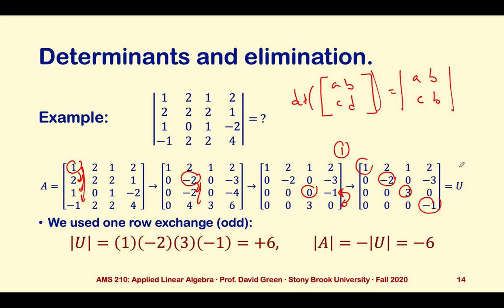We compute the determinant of U by multiplying these entries. 1 times negative 2 times 3 times negative 1 is positive 6. And then to get the determinant of A, we have to address the question of row exchanges. We applied one row exchange, so we have to change the sign to a negative 6. The determinant of A is negative 6.